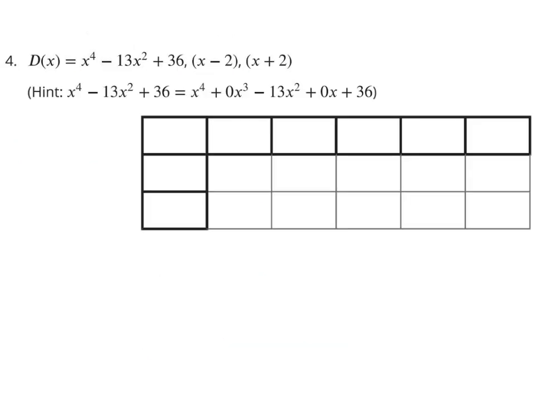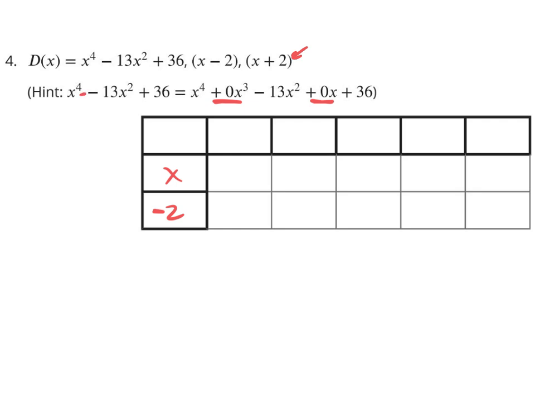Okay, looking at this one, we're missing an x cubed term, so they put it right there. We're missing a plain x term, so they put it right there. So this one is going to be a little different. So we get x minus 2. We're going to start there. And they have to give us a second factor because we got x to the 4th. So this one is going to be a little tricky.